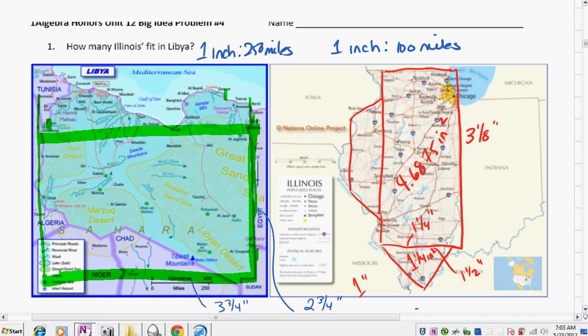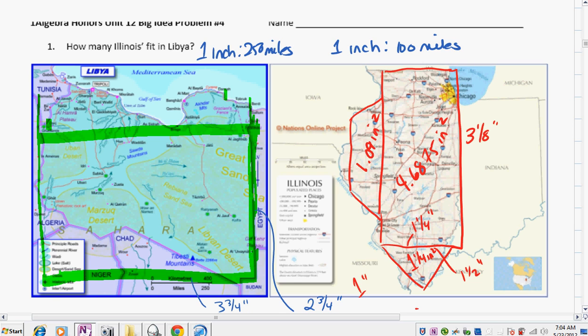Finally, my trapezoid, I have to average my bases. So this base is about 1 1/4. This base is about 2 1/4. So the average of those, 1.75, times the height, about 5/8 of an inch. So then I get this to be 1.09 inches squared.